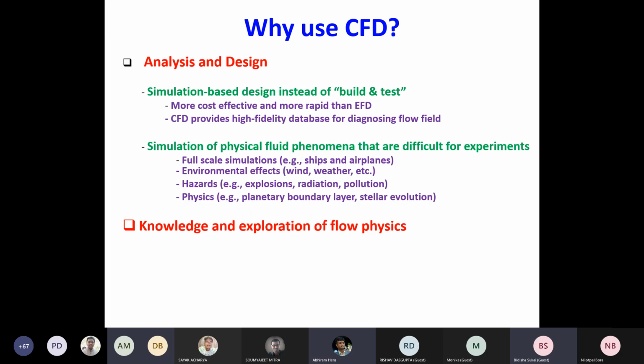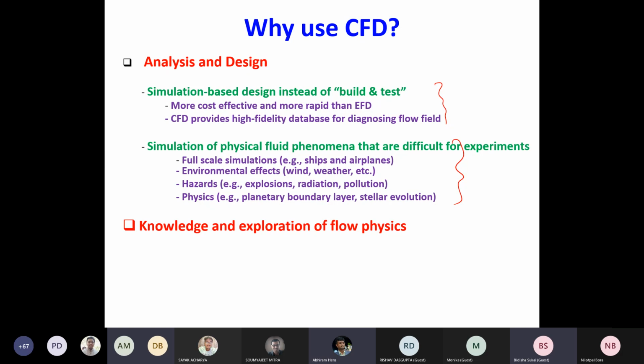Then, simulation of physical fluid phenomena that are difficult for experiment. The first case is where experiment is possible, but still, in order to shorten the time and reduce the cost, you can go for simulation based design. But there is another set of things where you actually cannot do experiment, for example microgravity applications. What will be the heat transfer in a spacecraft? Can you do an experiment here? It is not possible, because generating a microgravity setup is almost impossible on Earth's surface. That is an extreme setup.